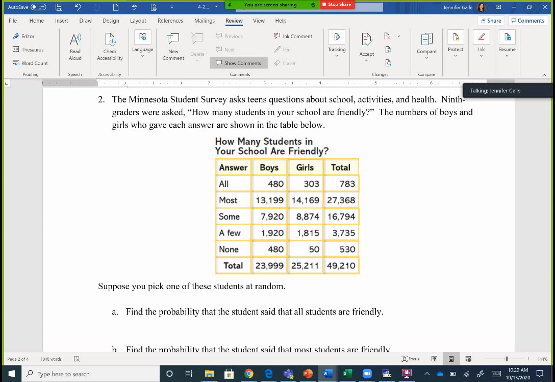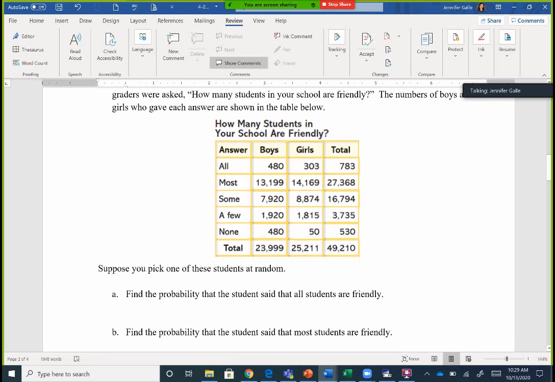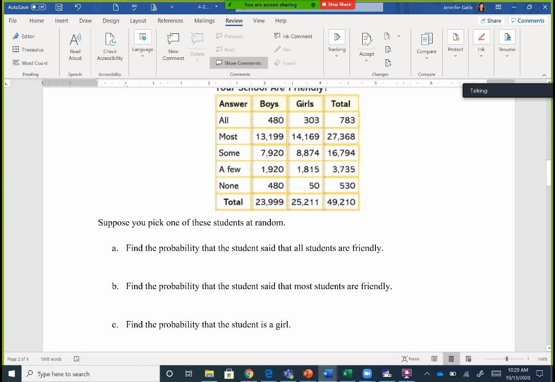I found this Minnesota student survey asking teens questions about school activities and health. This was a 9th grader survey. And it says, how many students in your school are friendly? So the numbers of boys and girls who gave each answer are shown below. It says, suppose you pick one of these students at random.